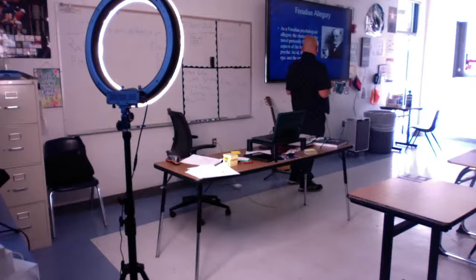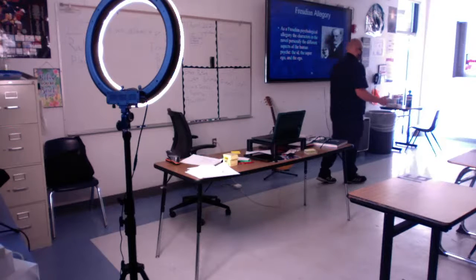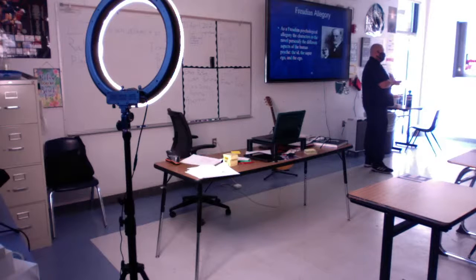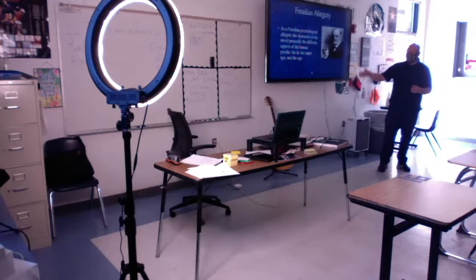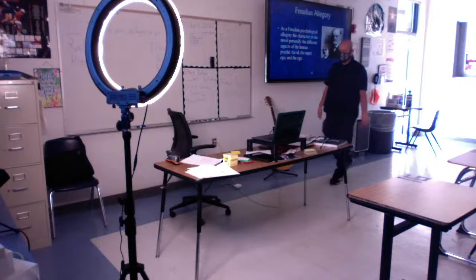So some of the characters will represent the id, the "I want this now, screw everybody else" kind of mentality. The superego, again, "I care about other people. I want to make sure that other people's needs are taken care of as well as mine." And then the ego, "I need to figure out how I can get what I want." So again, there will be at least one character that represents each of those things.